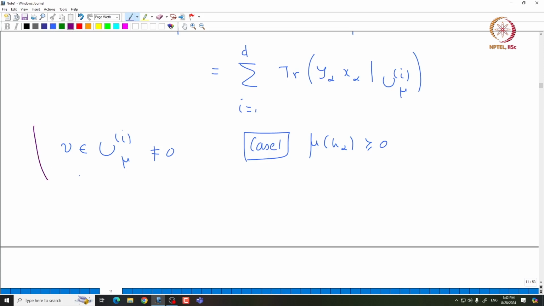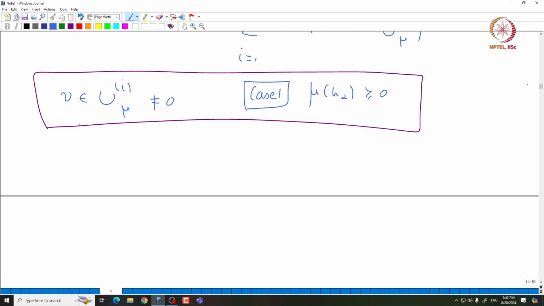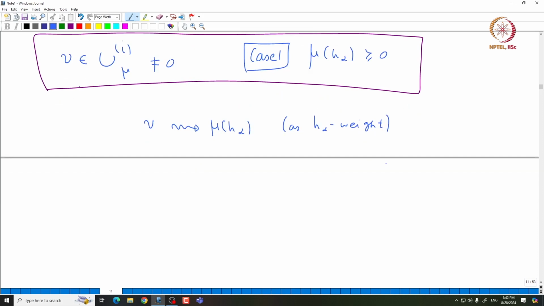So, now in this situation we want to compute how Y alpha X alpha acts on this V. Okay. For that purpose we will switch, because this V is inside some weight space mu. So, in particular the SL2 alpha weight, or H alpha weight, is mu of H alpha. Okay. So, the mu has weight mu of H alpha as H alpha weight. So, this may not actually be the highest weight. So, we will switch the weight to the highest weight.